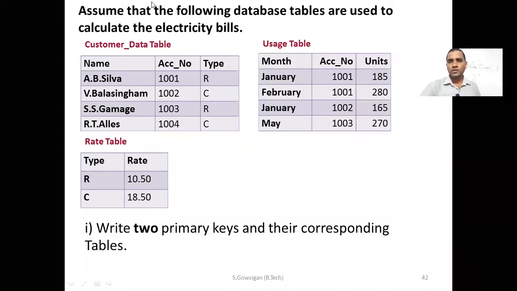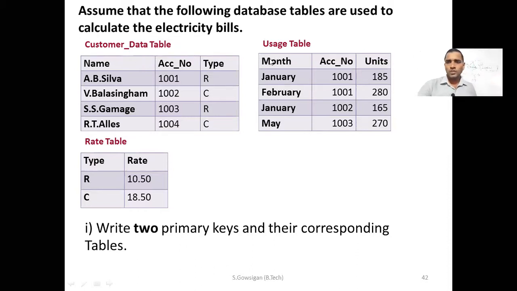So assume that the following database tables are used to calculate the electricity bills, right? For calculating electricity bills, they maintain 3 tables, maybe the electricity board or something. They use these 3 tables for preparing the electricity bills. So have a look at the tables first. There is a table for storing customer data. So that is the customer data table.